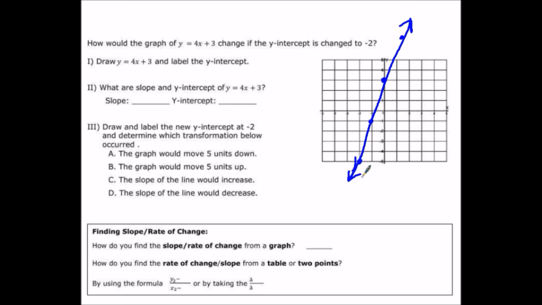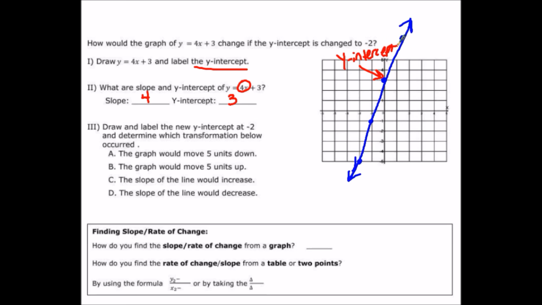All right, so we have the original function. It says, what is my slope? Well, my slope is always the number in front of x. So in this case, it's 4. My y-intercept is 3. It did say label the y-intercept, so we're just going to go right here. That is my y-intercept. Okay, so my y-intercept is right there. You know what I'm saying?